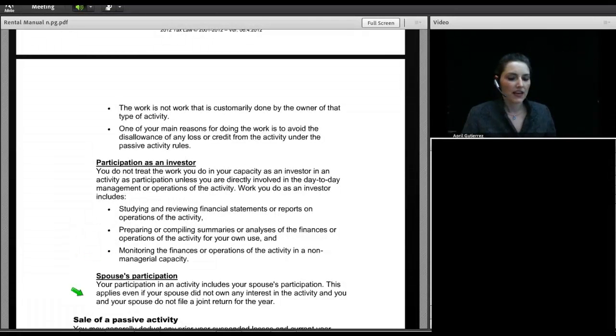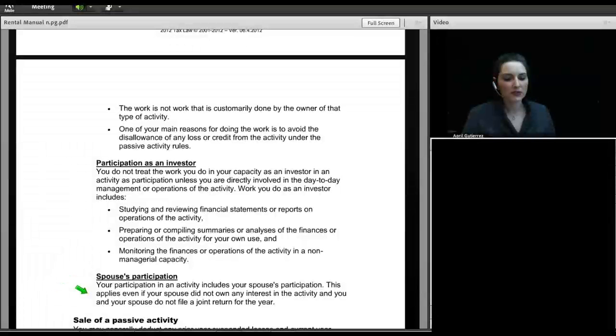And here is the spouse's participation question in the classroom we had. Well, what if the spouse works 710 hours, and what if you work 750 hours? Essentially, the rule is if your spouse participates in an activity, your participation in the activity includes your spouse's participation. This applies even if your spouse did not own any interest in the activity and you and your spouse do not file a joint return.